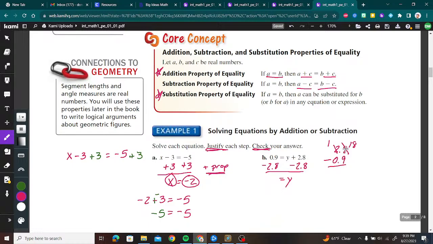2.8 is bigger than 0.9, so 2.8 minus 0.9 is 1.9. You drop the decimal, and this is a negative, so we keep the sign of the larger magnitude. So we get negative 1.9. Check our answer here. We go back through: 0.9 equals negative 1.9 plus 2.8, and 2.8 minus 0.9, checking.